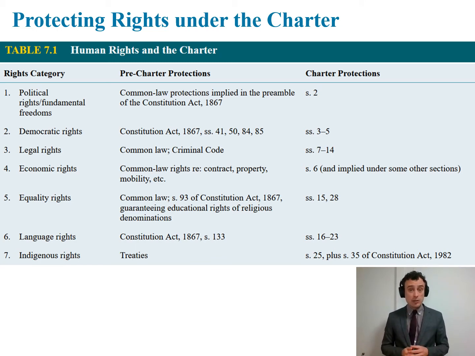These are the 7 categories of rights that had varying degrees of protection in the pre-Charter era under the Constitution Act of 1867 and other various laws and legal decisions made over the decades and centuries. But they finally gained the power of entrenchment and the status of constitutional supremacy with the Constitution Act of 1982, that is, the Charter of Rights and Freedoms.